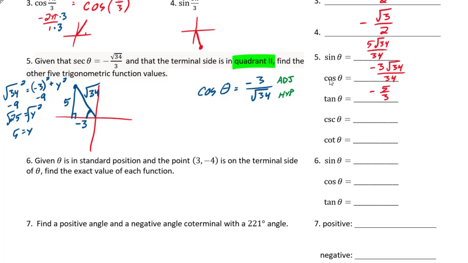So cosecant is the reciprocal of sine. So if sine was the 5 over the square root of 34, this would be the square root of 34 over 5. So that would be a little easier to use the first version before we rationalize than the most recent one. And then cotangent is just the reciprocal of tangent, so if that was -5/3, this would be -3/5.